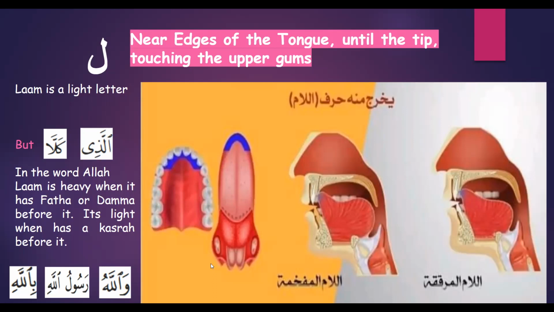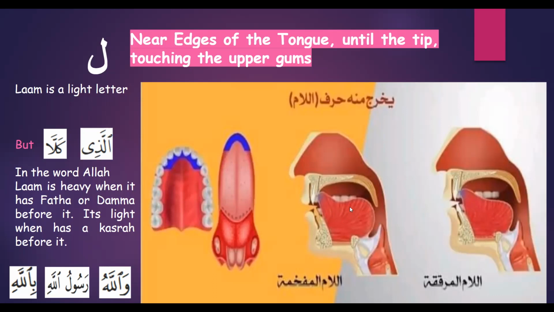You can see for the letter lam, the image is showing the light lam. The tongue is not concaved from the middle. The throat is not narrowed. There is no echo in the mouth.